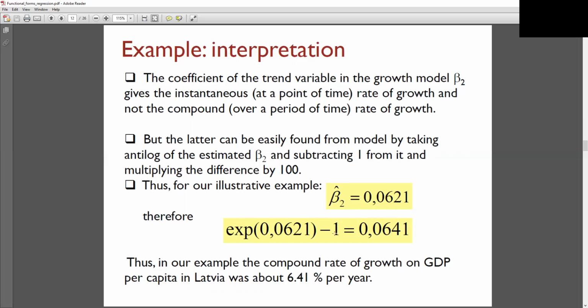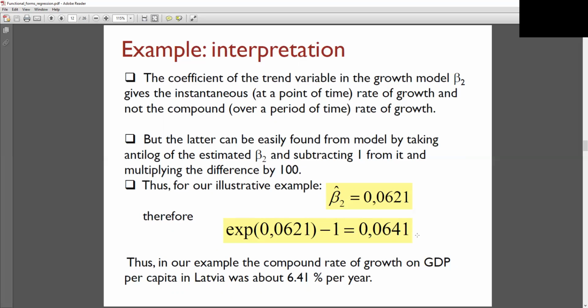Then minus 1, okay, is equal to... why are you doing minus 1? Because that's the formula to find the compound growth rate. So anti-log of beta 2 minus 1, into 100. So exp 0.0621 minus 1 will give you 0.0641, into 100, that is 6.41. So that 6.41% is the CGR, compound growth rate.